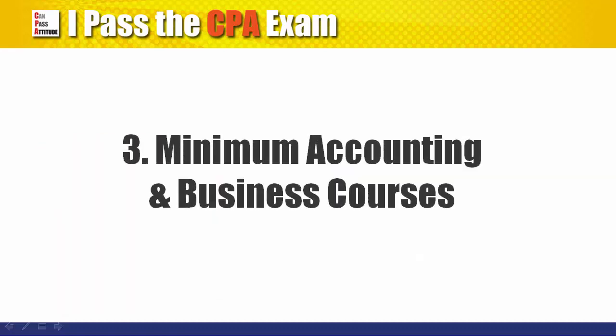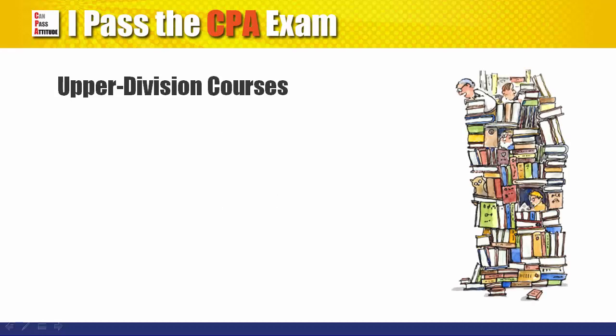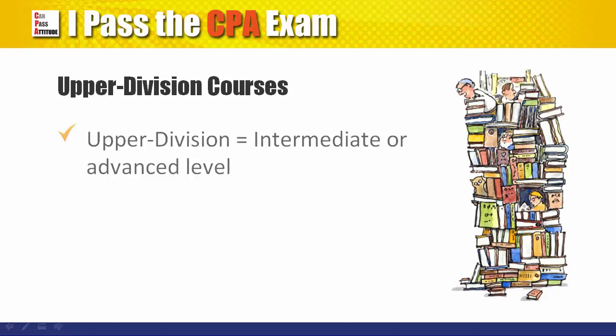Third, minimum accounting and business requirements. The last part of the educational requirements is the minimum accounting and business credits. There are 3 common pitfalls that you should be aware of. Upper division courses. By upper division, it means that the courses must be at intermediate or advanced level.